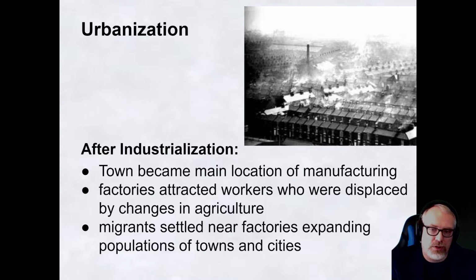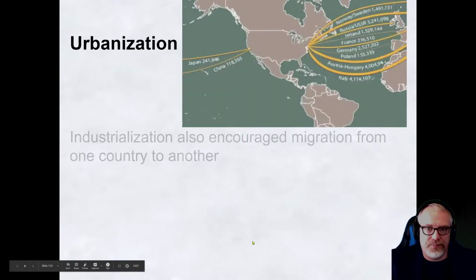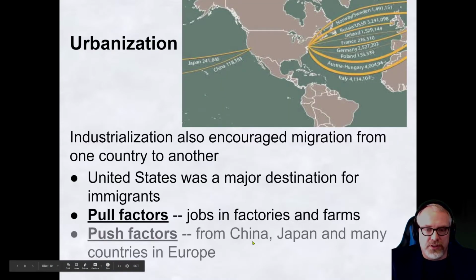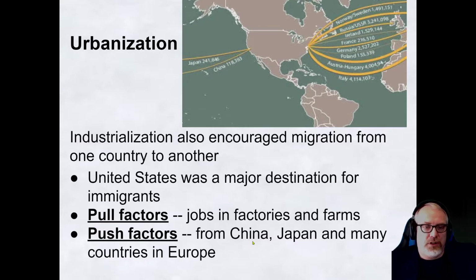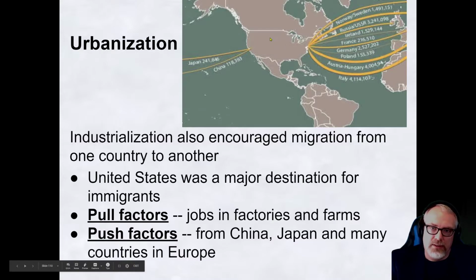Now, after industrialization, towns become the main location of manufacturing. Factories will attract workers who are displaced by changes in agriculture, and migrants will settle near factories, expanding populations of towns and cities. So industrialization also encouraged migration from one country to another. So the United States was a major destination for immigrants. The pull factors to the United States were the jobs, and also the United States still had a lot of farming, specifically in the Midwestern and central parts of the United States.